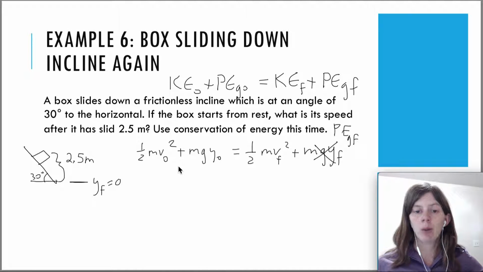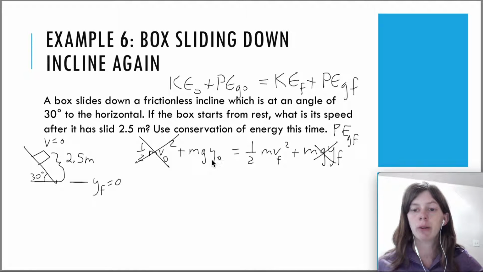So what else is 0? Well, the box starting from rest, so that means V initial is 0. So we can cross this out because V initial is 0 here. So you can see there's only two terms left. The gravitational potential energy is being converted to kinetic energy. And we're looking for the final speed. So we're looking for VF.